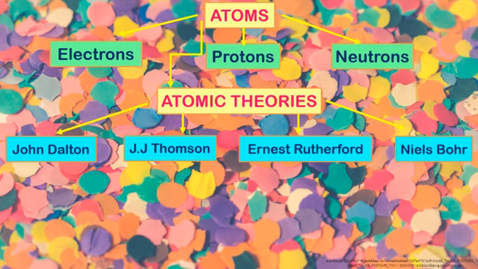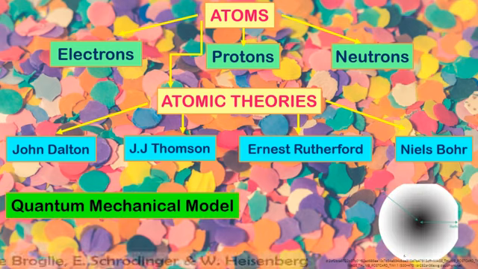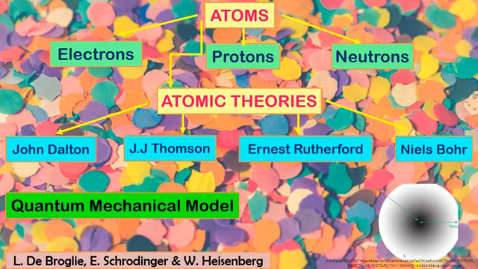But today, we are going to focus on the fifth atomic theory, entitled the quantum mechanical model, which was developed by Louis de Broglie, Erwin Schrödinger, and Werner Karl Heisenberg. The quantum mechanical model defines the atom as having a central nucleus surrounded by electrons located in regions with high probability, and it is known as the electron cloud. The cloud is most dense when there is a high chance of finding the electron, but the cloud is less dense when there is a low probability of finding the electron there.